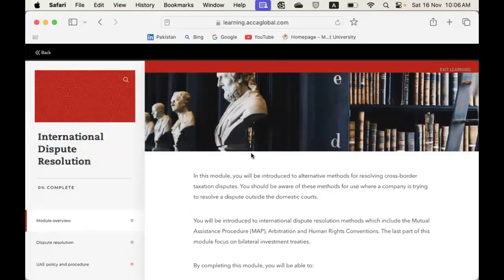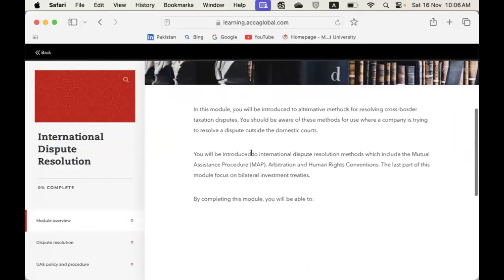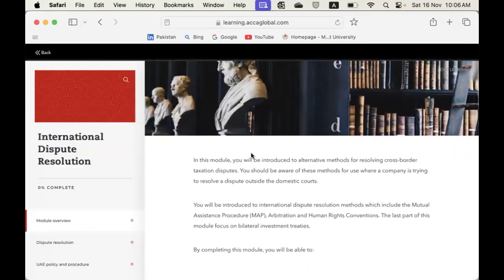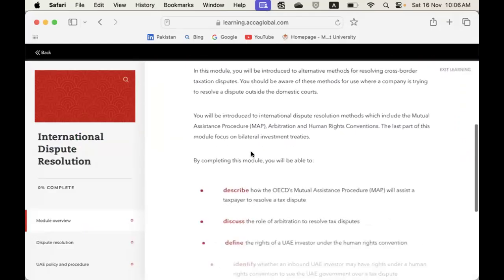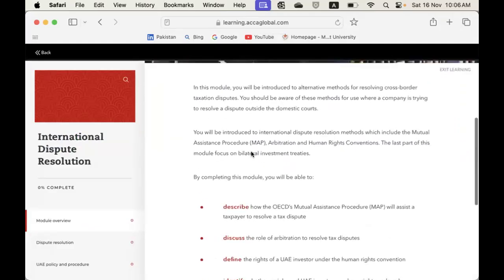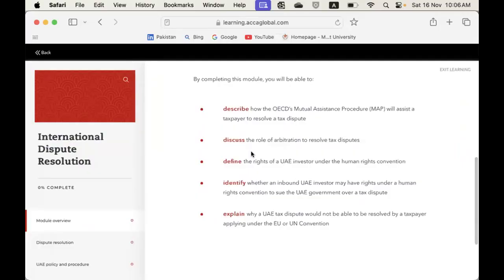Okay, so let us start off. Today, inshallah, we are going... Can you see my screen? Yes, I can. Okay. So international dispute resolution. This is what we are going to study today, inshallah.